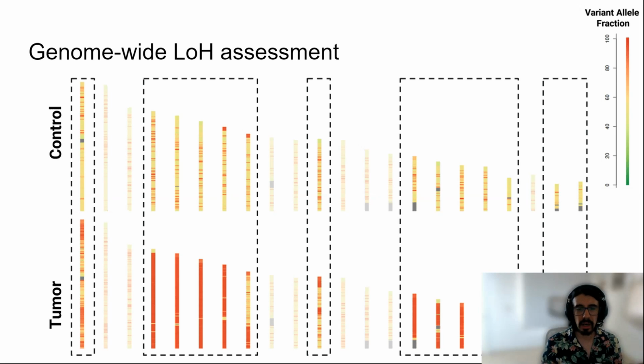When we compare the control to the tumor, we can drastically see how it changes. So for 9 of the chromosomes, we see chromosome-wide loss of heterozygosity. And for another 5 chromosomes, we see partial loss of heterozygosity across the whole chromosome. So the TumorLens not only detects these events in specific genes of interest, such as HLA, but also genome-wide.